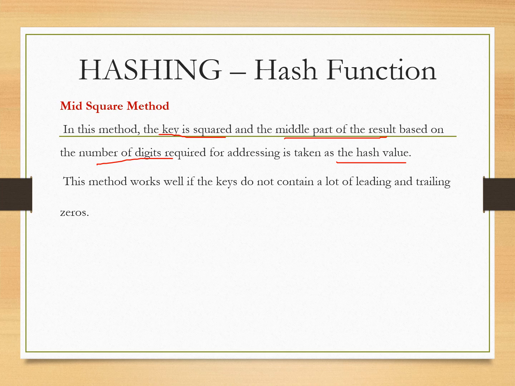Actually, this method will work well if the keys do not contain a lot of leading or trailing zeros. It should not contain leading or trailing zeros. Only then will this method work well. So it will return the middle digits of x square.